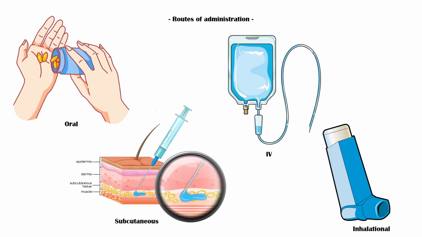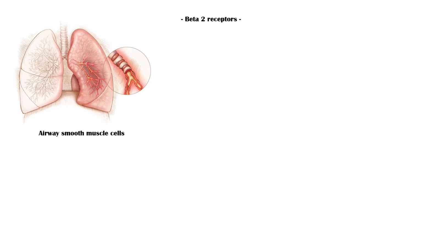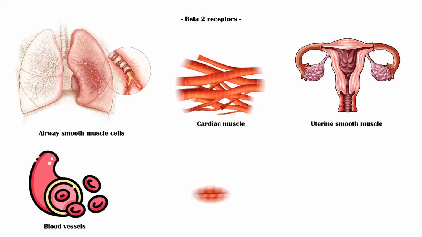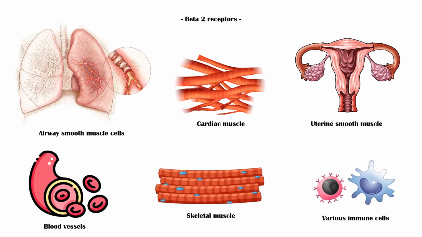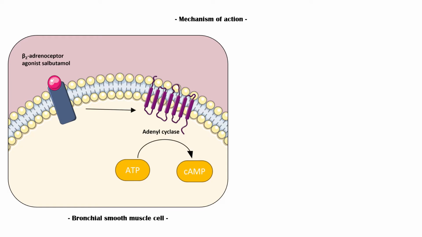Beta-2 receptors are predominantly located in airway smooth muscle cells. In addition, they can be found in the cardiac muscle, uterine smooth muscle cells, blood vessels, skeletal muscle, and in various immune cells. Since the drug is mainly used for airway conditions, let's focus on its mechanism of action in bronchial smooth muscle cells. Following administration, salbutamol binds to the beta-2 adrenergic receptors on bronchial smooth muscle cells and activates them.